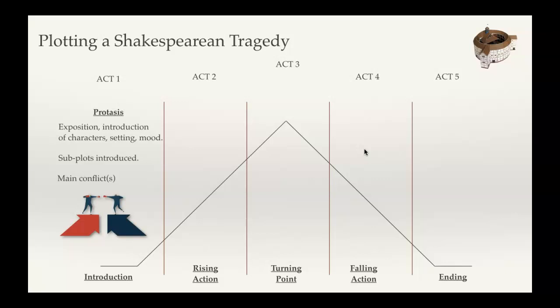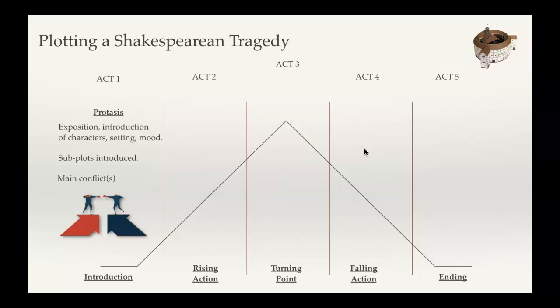Goneril's married to Albany, and Regan is married to Cornwall. You get Kent. You get Edmund and Edgar, who are the two sons of Gloucester. So every important person in the play, with the exception possibly of the fool, is introduced right away in the first scene of the play.